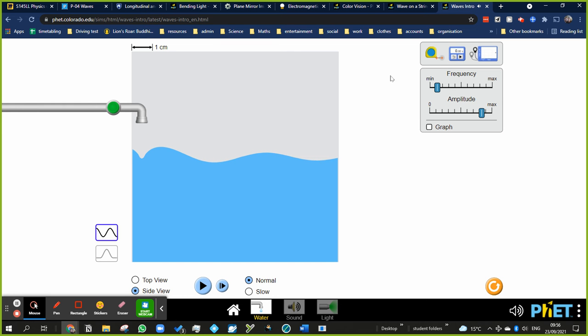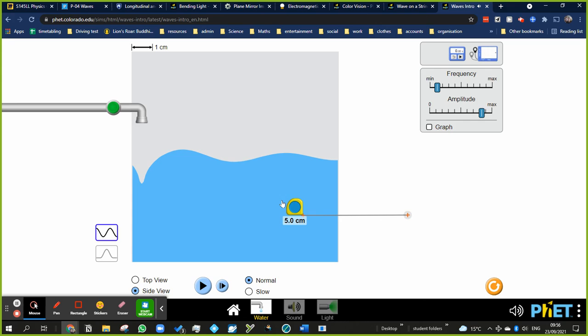Again, how do we measure the wavelength in this case? We measure it from the top to the top. So let's just press play so we can see it a little bit better. So in this case, the wavelength is about 5 centimeters, okay?